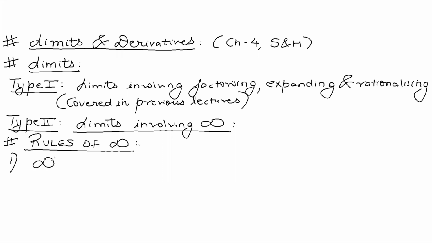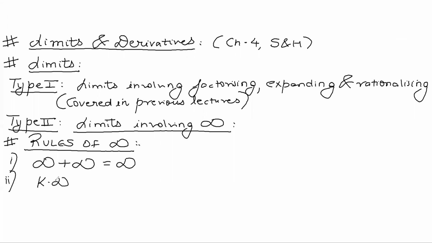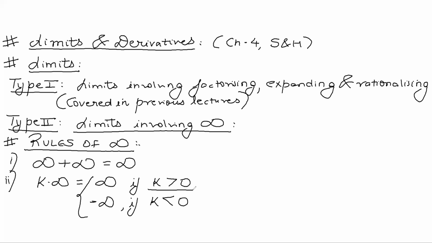The first rule which we had done: infinity plus infinity is equal to infinity. The second rule: k times infinity will be equal to infinity if k is greater than 0 and minus infinity if k is less than 0, where k is a constant. So if you multiply the constant by infinity, you will get plus infinity if the constant is positive. You will get minus infinity if the constant is negative.